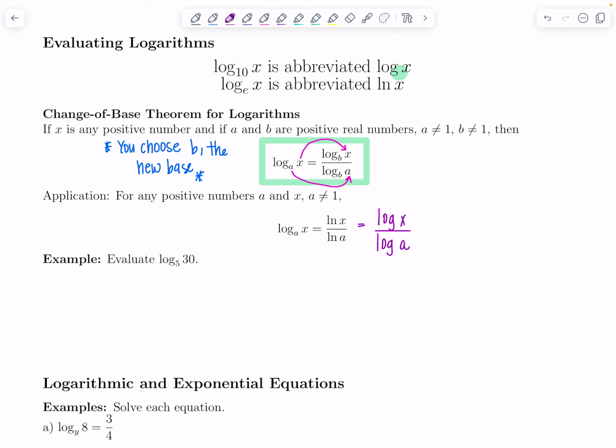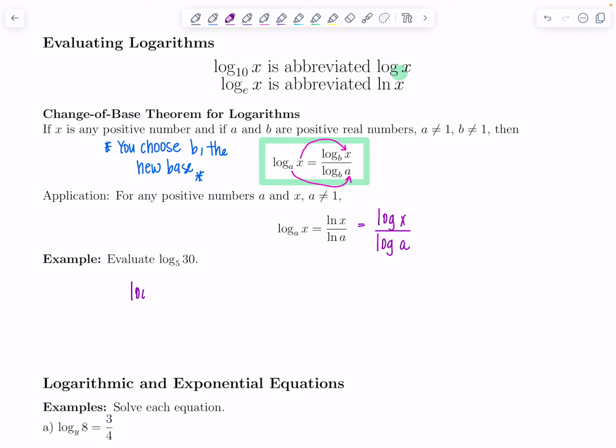Now, in my day, the calculators couldn't do log base 5 of 30. We had to use the change of base formula. Now, some of the calculators are more fancy and you can actually pick what base, but let's just do it the universal way so that regardless of your calculator, you'll be able to compute this, okay?